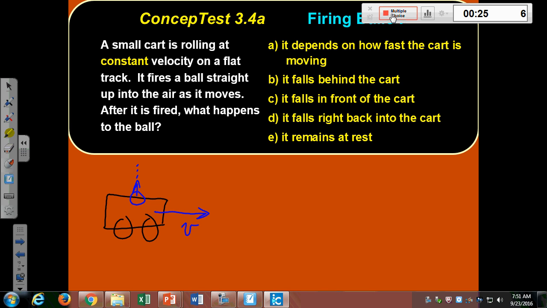So what happens? It fires the ball up. What happens to the ball? Does it depend on how fast the cart is moving? Does it fall behind the cart, in front of the cart, right back into the cart, or does it remain at rest?